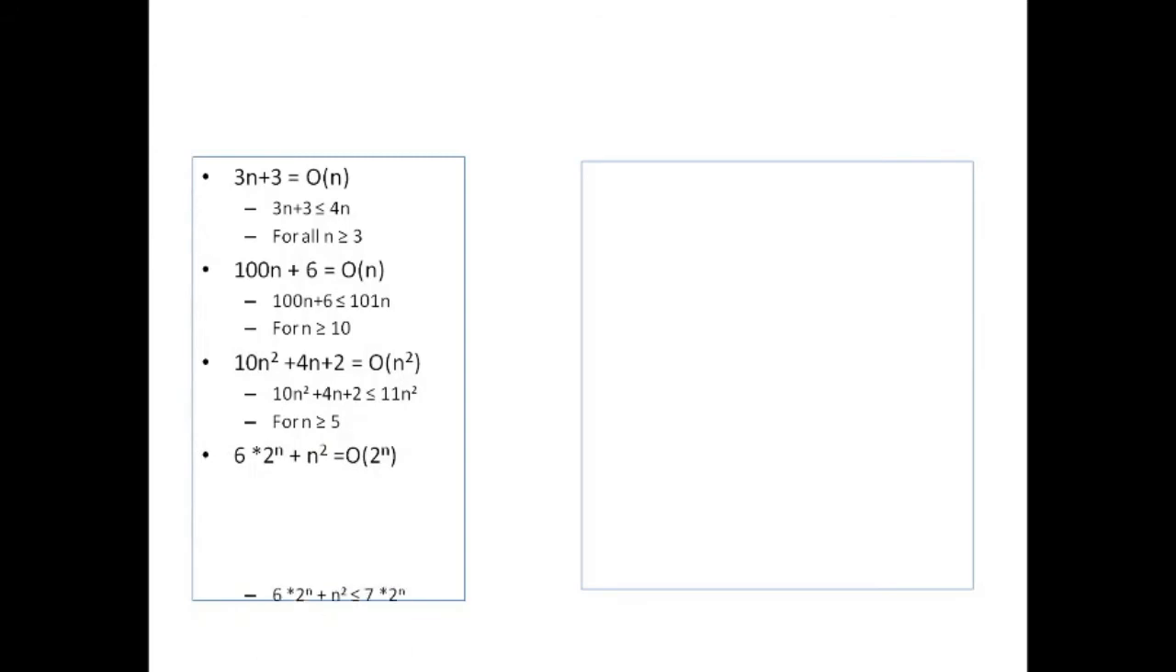It can be done for exponential functions also. Okay, so this is an exponential function: 6 into 2 raised to n plus n squared is less than or equal to 7 into 2 raised to n. Again, you find out values. Okay, so this is how you identify c and n naught.